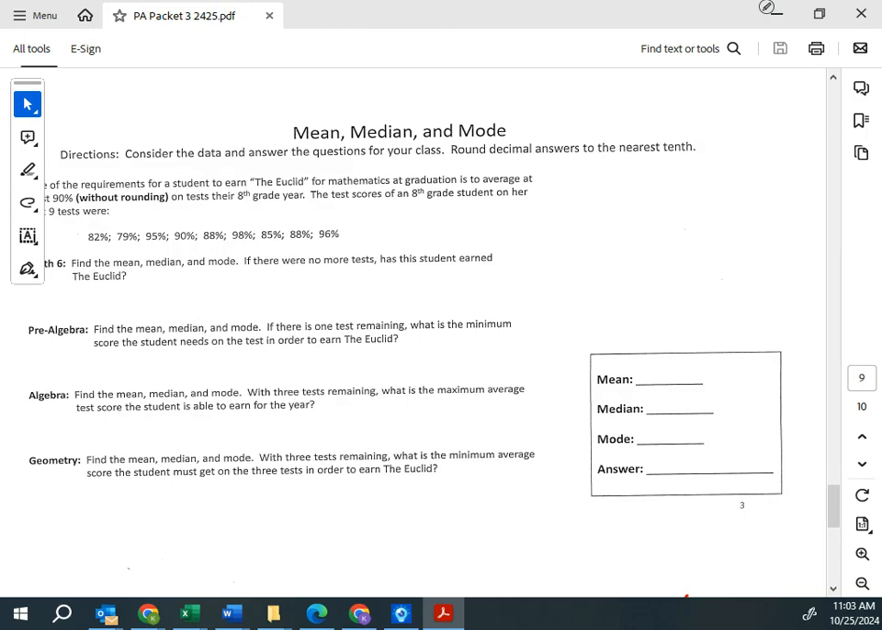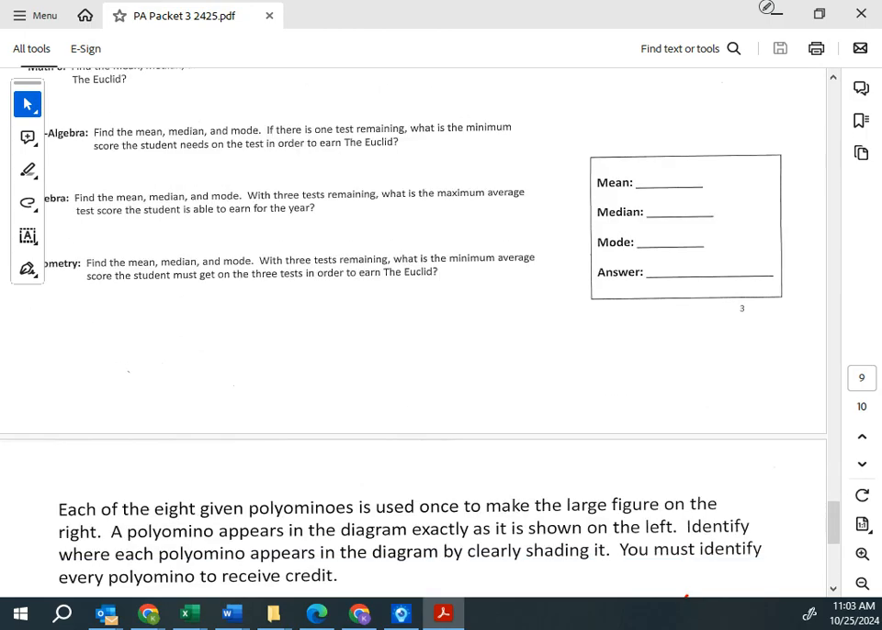Can't be 89.7. I can't round it up to 90% because it said no rounding. Has to be 90% or higher. So what score do they have to get on that 10th test in order to get that Euclid Award? So you're going to have to figure out that math to figure out what score they would get, put it into your data points, and see if your mean turns out to be 90%. Keep trying till you find the answer.